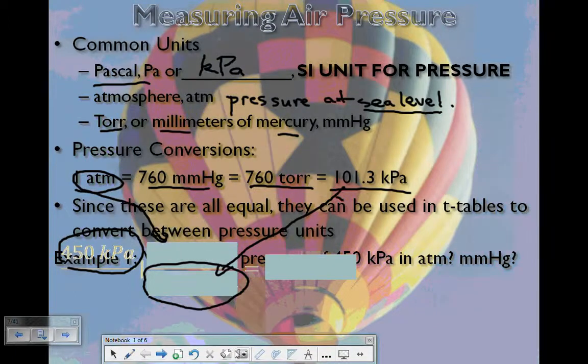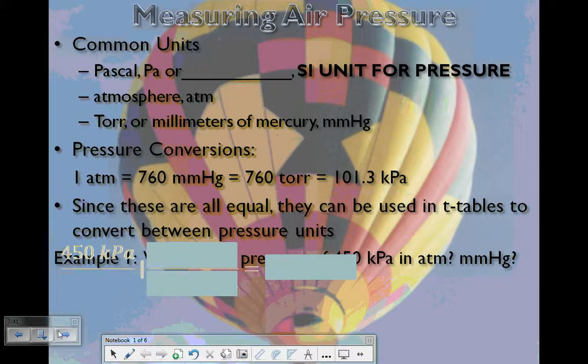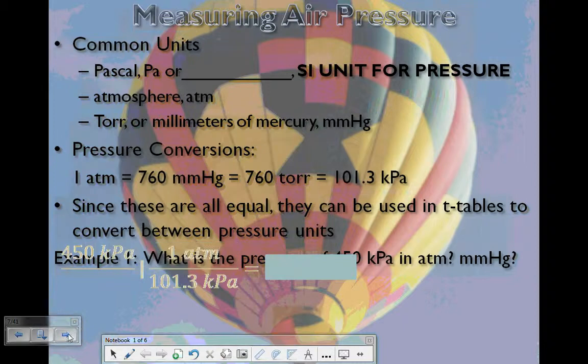So let me show you what this looks like. Here, I'll get rid of this writing so it's not in the way. 101.3 goes on the bottom, 1 atmosphere goes on the top, and the result, when we take 450 divided by 101.3, is 4.4 atmospheres.